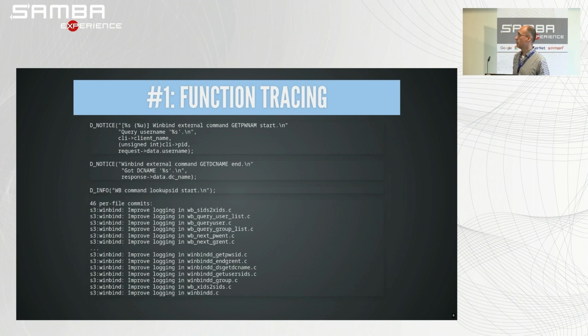And the amount of work was 46 per-file commits. This is not the complete winbind code yet. Some functionality is missing. This will be done in the next step. For example, failover logging is one of them. It means when winbind loses connection to the domain controller and reconnects to a backup controller, the traces are not really nice at the moment.